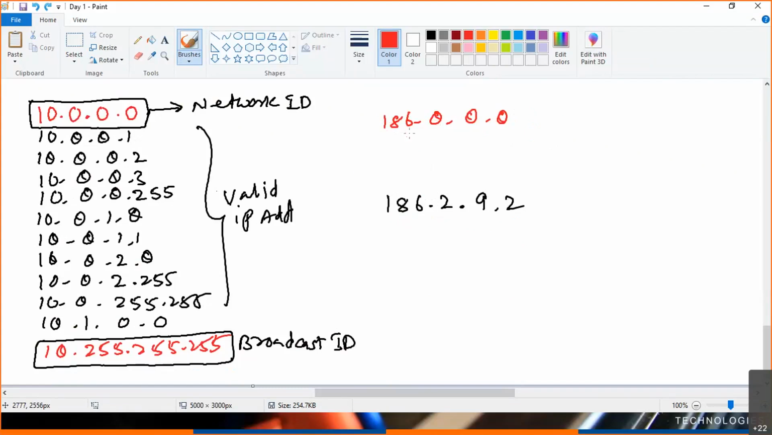So before identifying network ID and broadcast ID, Prashant, can you please mute your mic?